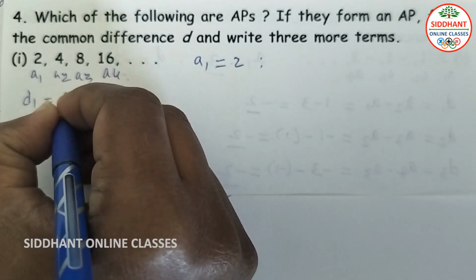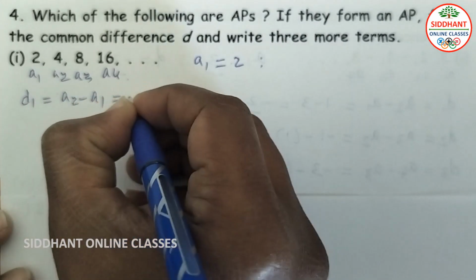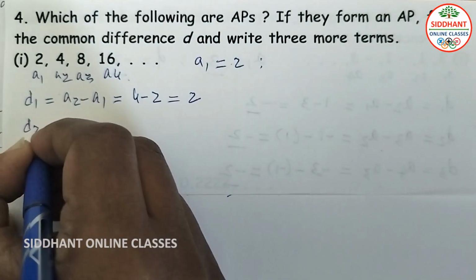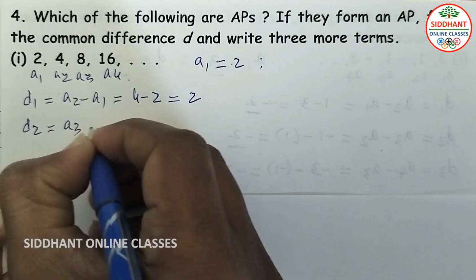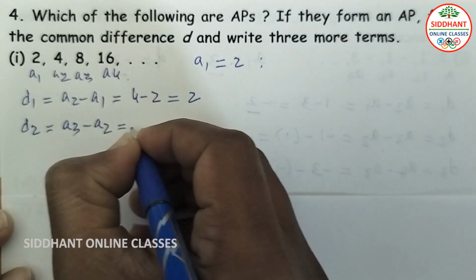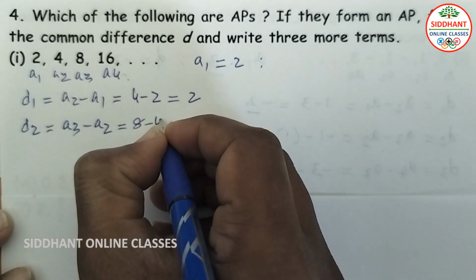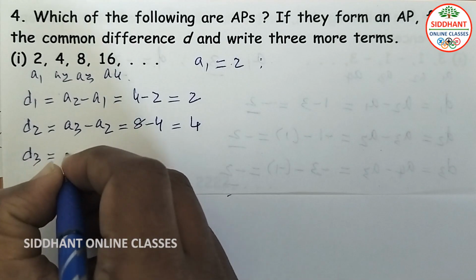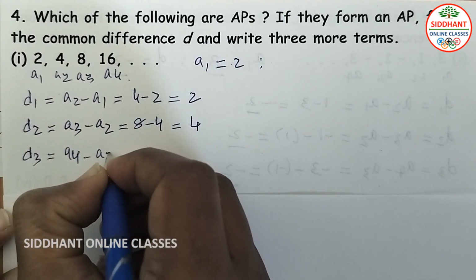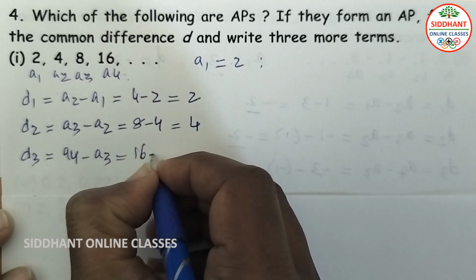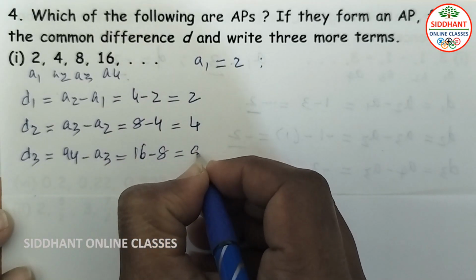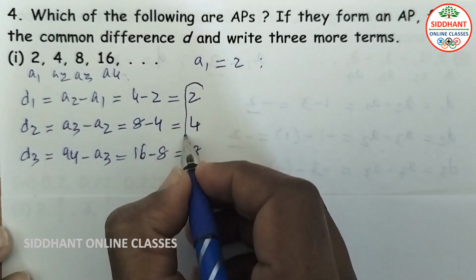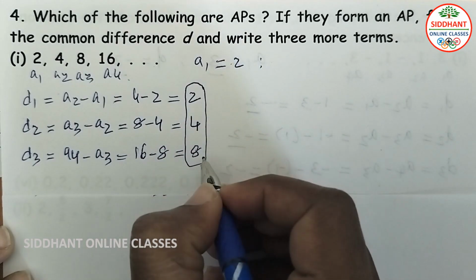D1 is A2 minus A1, that equals 4 minus 2, that equals 2. D2 is A3 minus A2, that equals 8 minus 4, that equals 4. D3 is A4 minus A3, that equals 16 minus 8, that equals 8. So when we see the differences, we get 2, 4, 8.